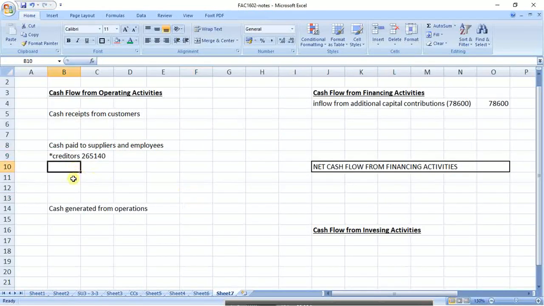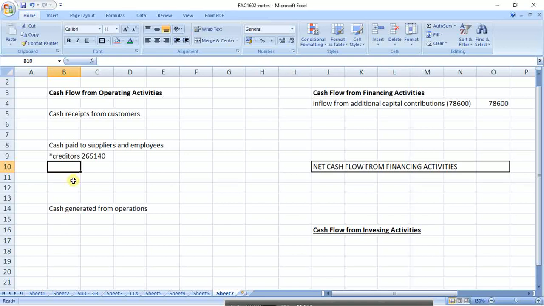So what do you think this is? How long have they been operating? For a few years. So it is going to be operating, a distribution of capital. I would say if they don't mention it specifically, you would assume they paid it out of the profit share.